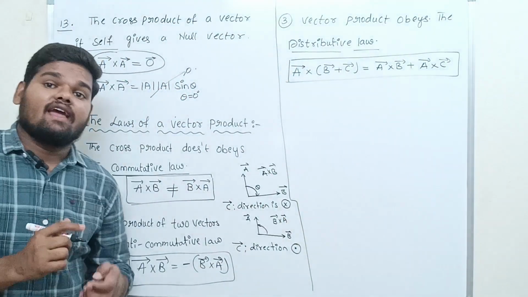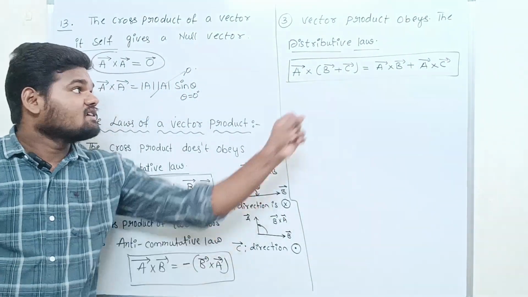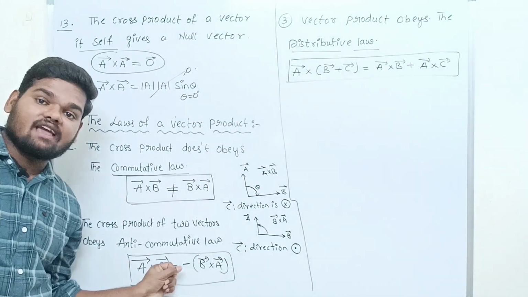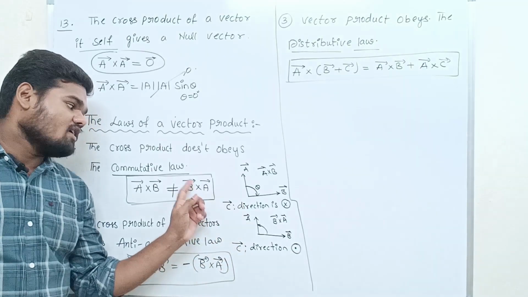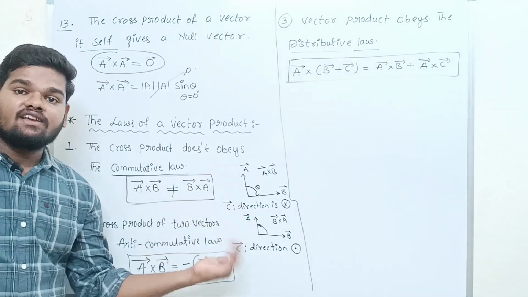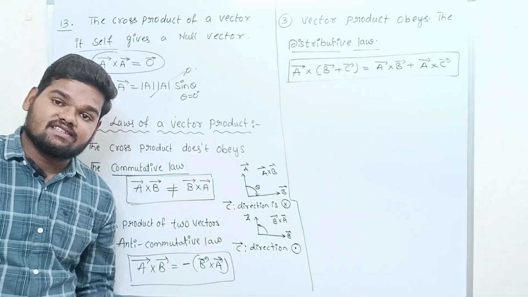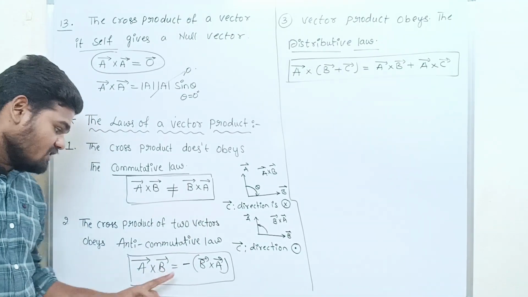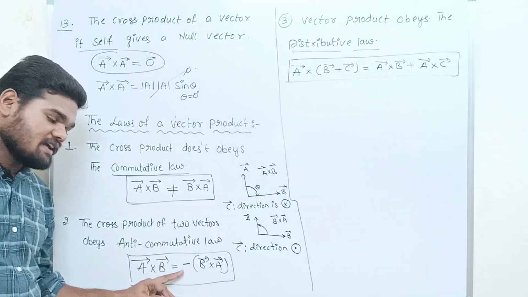Are you getting any doubts? So the vector product obeys the distributive law. It does not obey the commutative law, but it obeys the anti-commutative law. Why does it not obey the commutative law? Because the direction of the resultant vector changes. So that's why it does not obey the commutative law, but it obeys the anti-commutative law, because in front of B bar cross A bar we placed a minus.